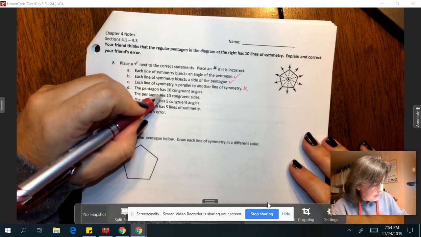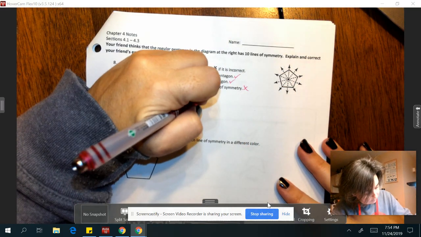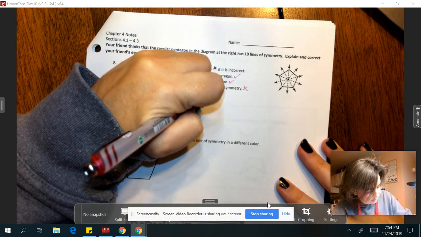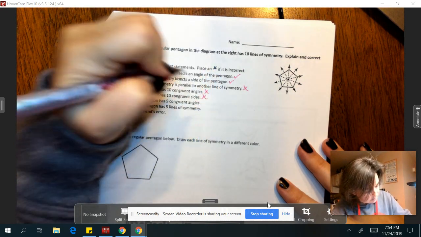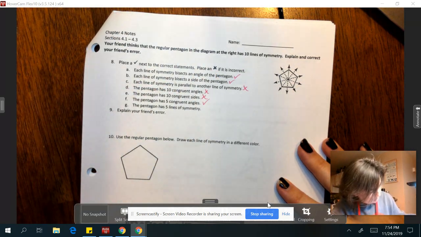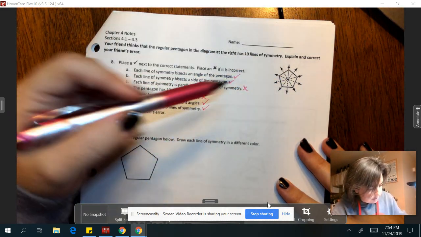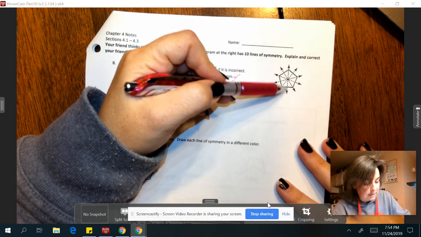Okay, the pentagon has 10 congruent angles. That's not true. There's only 5 sides, so there's only 5 angles. Pentagon has 10 congruent sides. Nope. The pentagon has 5 congruent side angles. That is true. The pentagon has 5 lines of symmetry. That is true.